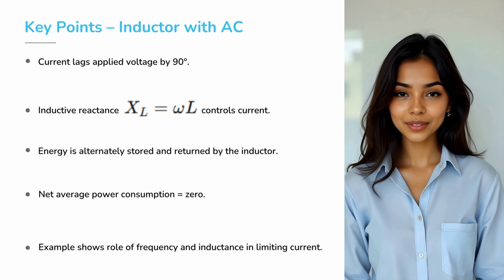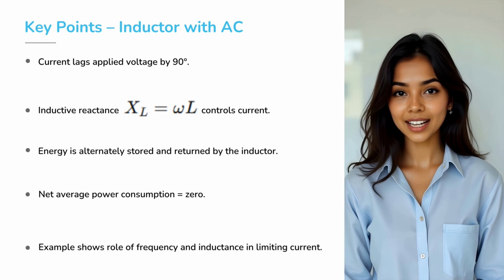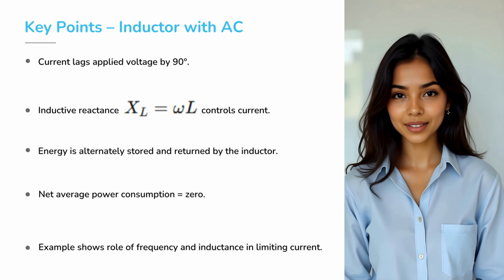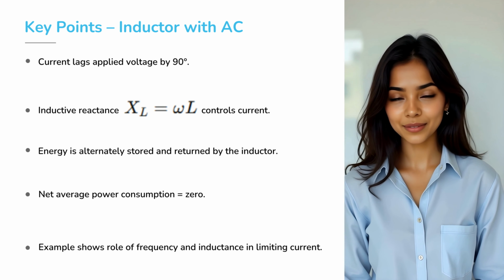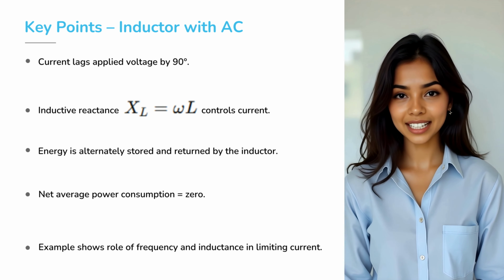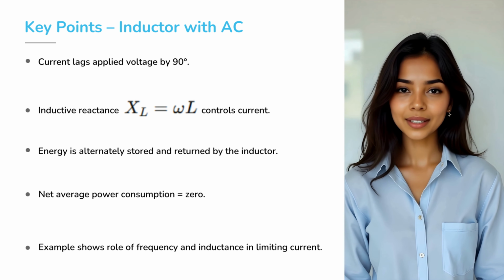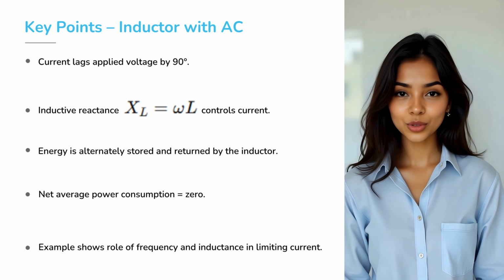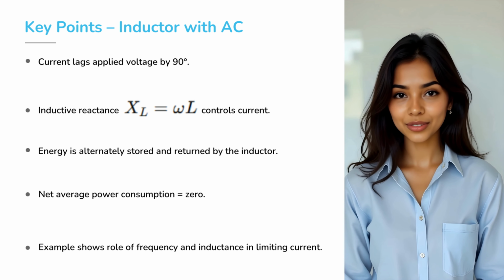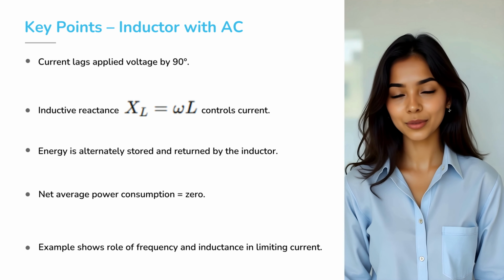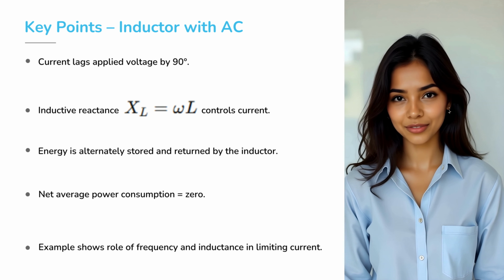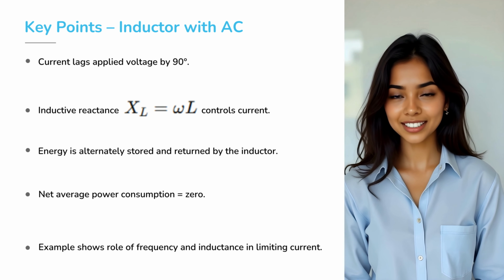So let's wrap up. In a pure inductor, the current lags the voltage by 90 degrees. The opposition to current is not resistance, but inductive reactance. XL equals omega L. An inductor stores and releases energy in its magnetic field, with zero net power loss over a cycle. And finally, frequency plays a crucial role. The higher the frequency, the stronger the inductor's opposition to current. I hope this session helped you see why inductors are indispensable in filters, transformers, and AC machines.